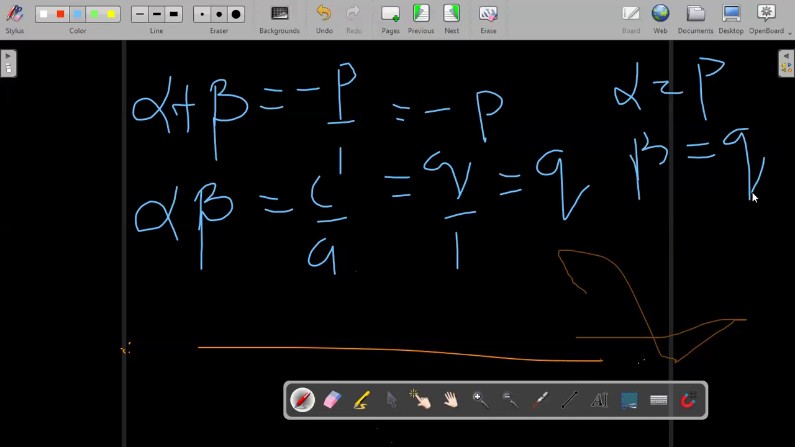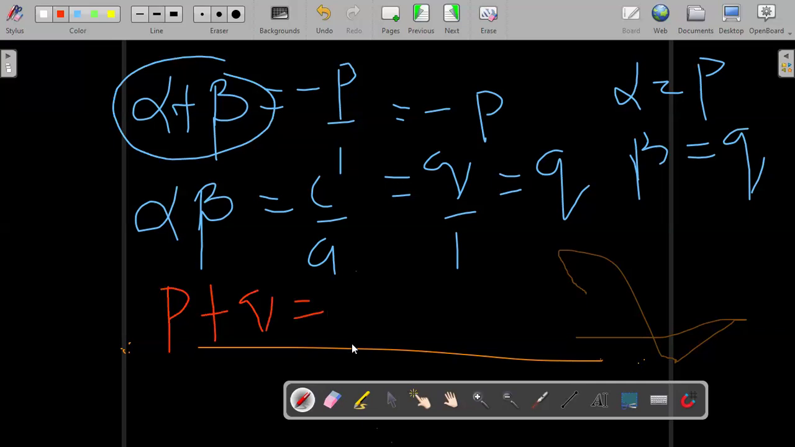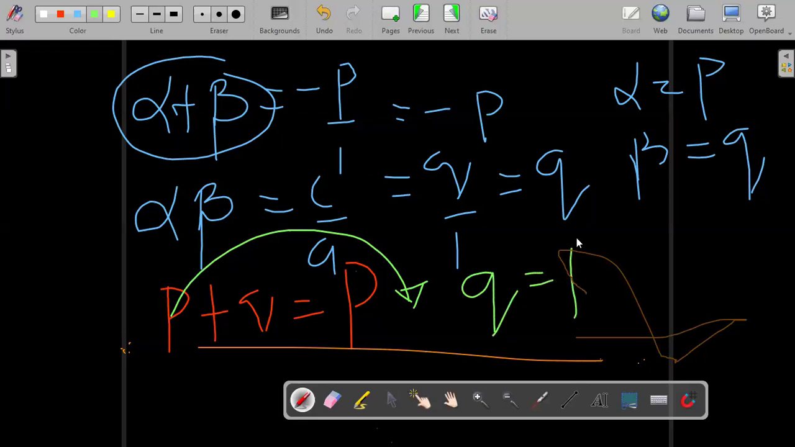So if I substitute p in place of alpha and q in place of beta, what are we going to have? Let's put it in the first expression. I'm going to have p plus q is equal to minus p. So from here, I calculate like terms by inviting p to meet a fellow p. So my q will give us p minus p, which is 0. So the value of q now is simply 0.